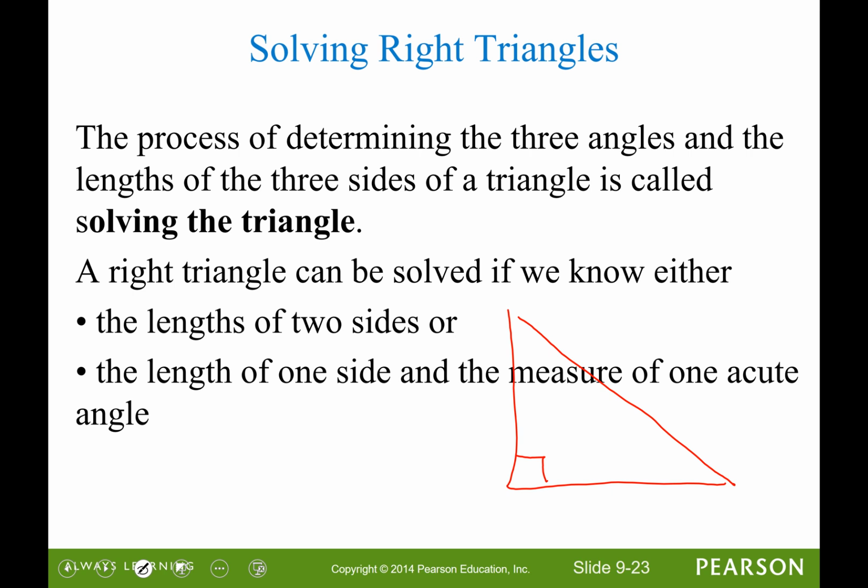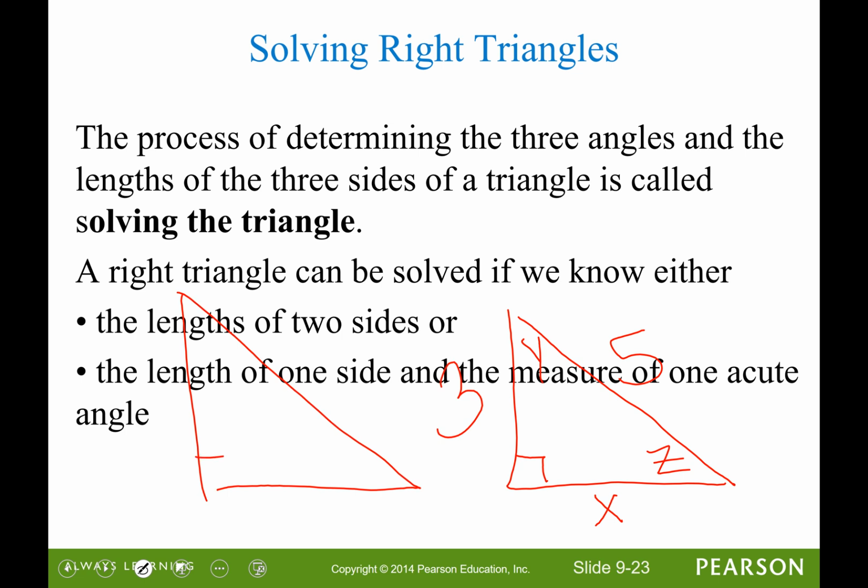So let's say you're given the lengths of two sides, like a 3 and a 5. Then in your answer, you're going to have to give 3 more parts: this side length, this angle measure, and this angle measure. So be careful. Sometimes people find one of the parts and stop and don't complete the exercise. I'll show you the second case scenario.